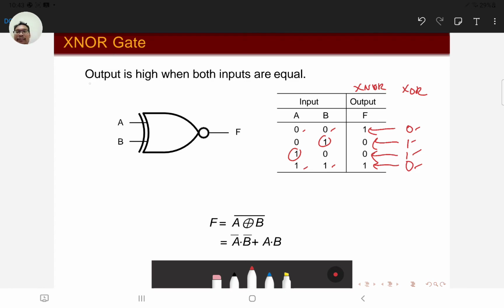Basically you can say here that the output is high when both inputs are equal. So if both are equal, for example if I put 1, 1, the output of the XNOR will be 1. So the output is high when both inputs are equal. Similarly, if I put 0, 0, the output is also going to be 1.